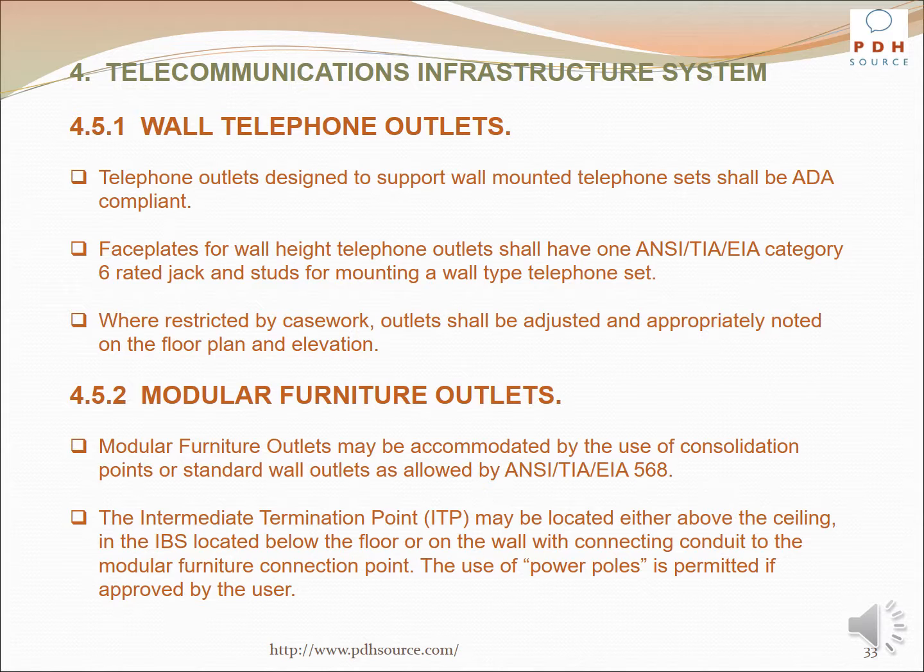Modular furniture outlets may be accommodated by the use of consolidation points or standard wall outlets as allowed by ANSI 568. The intermediate termination point, ITP, may be located either above the ceiling, in the IBS located below the floor, or on the wall with connecting conduit to the modular furniture connection point. The use of power poles is permitted if approved by the user.